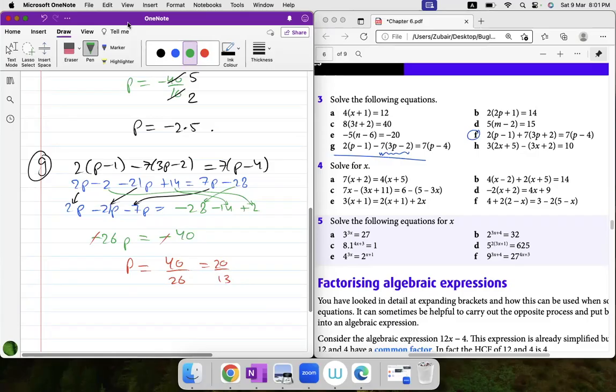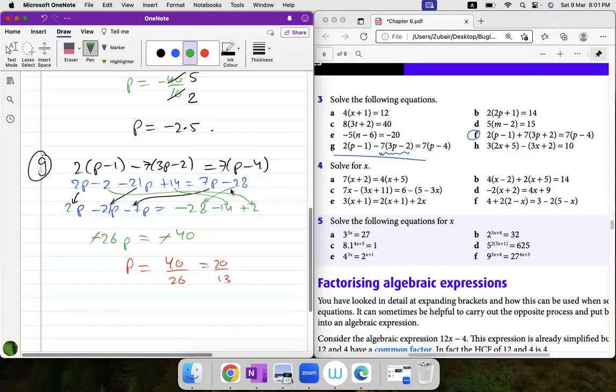I know how to do the method. I think I was just writing it wrong, maybe. Okay, let's quickly match the first step. We should have it same. 2p negative 2 negative 21p plus 14p equals 7p negative 28.